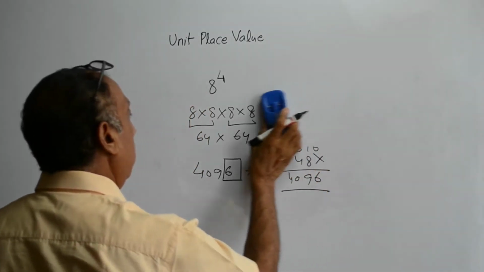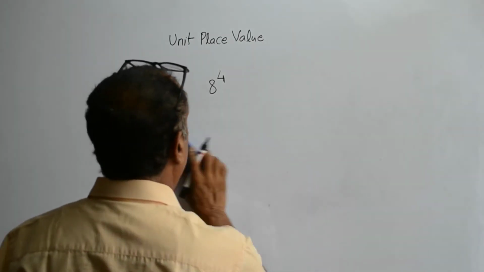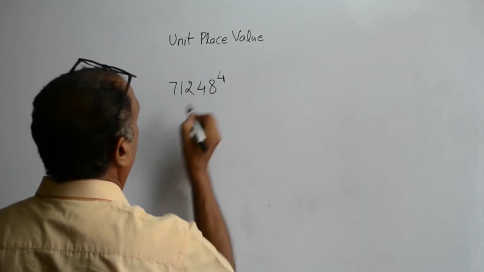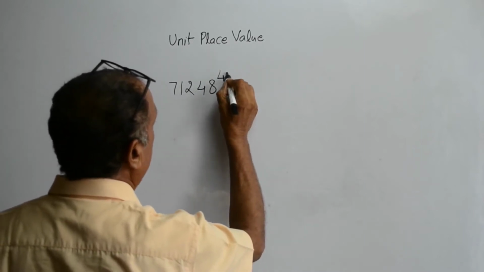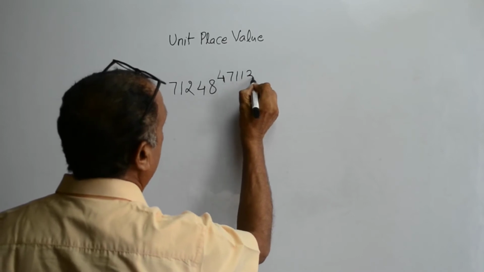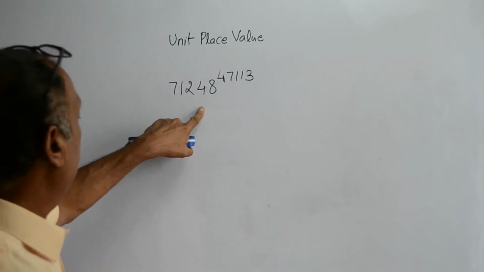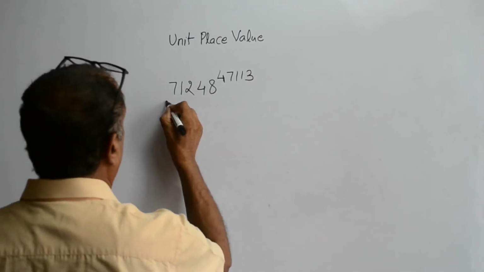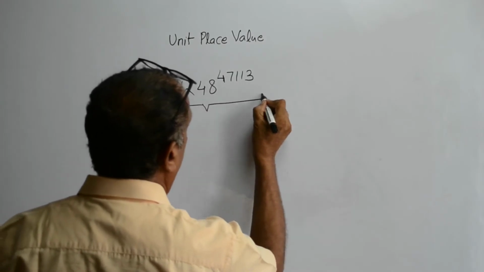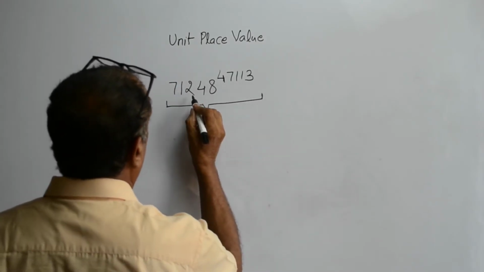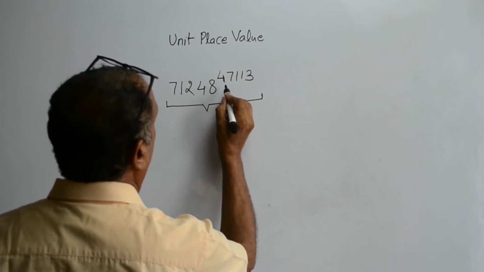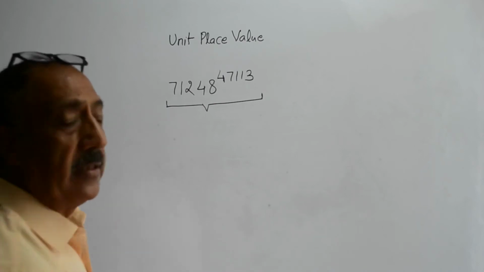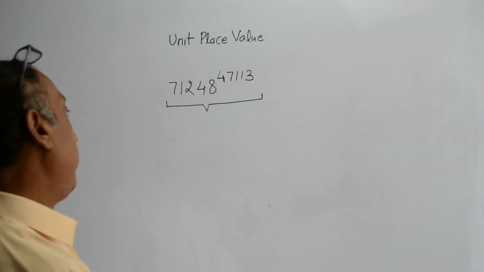Here, in the case of 8 raised to power 4, the value of digit at the unit place is 6. Now, we want to find out the value of 71248 raised to power 47113. What value of the digit at the units place we will get when we solve this problem? Means when 71,248 is multiplied 47,113 times, what will be the digit at the units place?